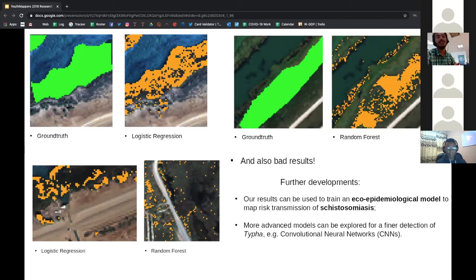Actually, we are continuing this research project. As I told you, it's a never-ending story. From 2016 up to now, and now we stopped because of COVID, since with COVID we cannot do much. But we are planning to continue this project and to produce an epidemiological model that uses this classification of Tifa to produce transmission risk maps for schistosomiasis, and maybe also try some more sophisticated machine learning algorithms like deep learning, for example, convolutional neural nets. And that's it. I never published these results, and I hope to do it next year, hoping that COVID will not stop us from doing so. Thank you.